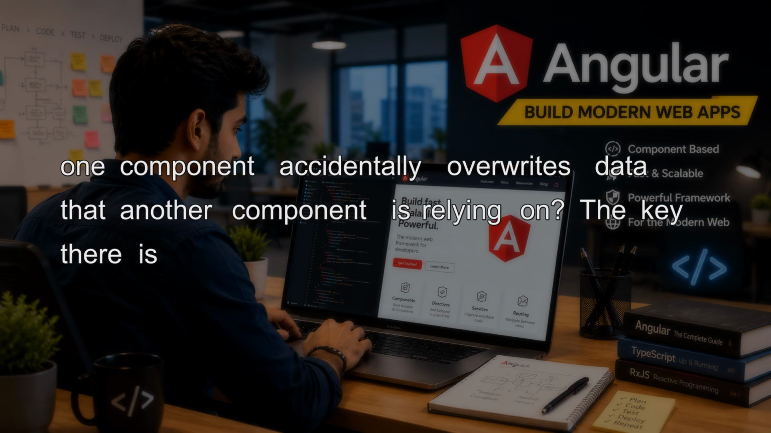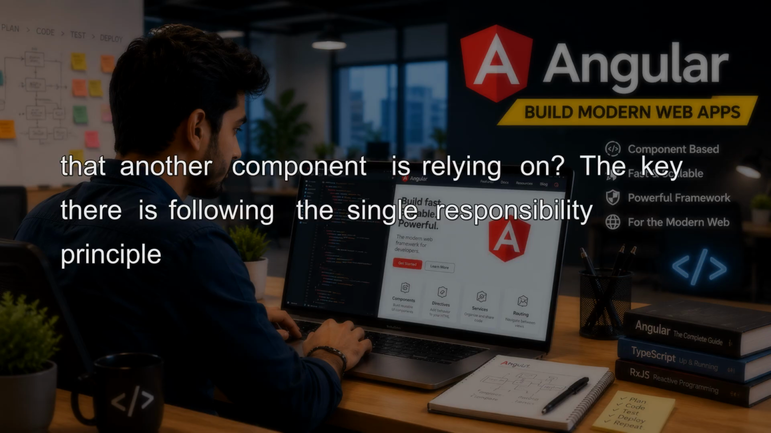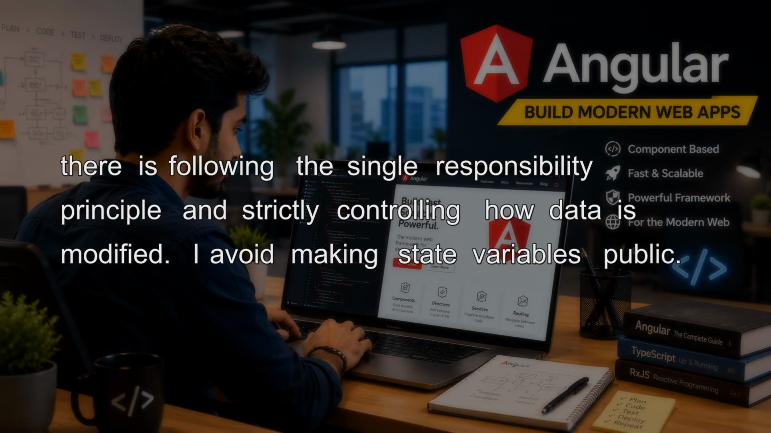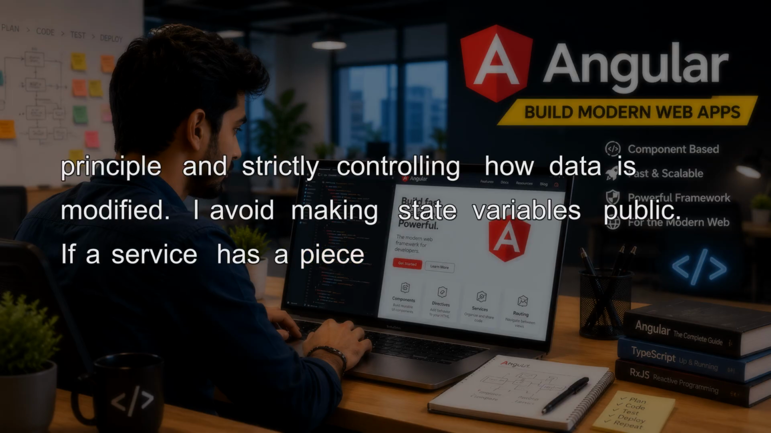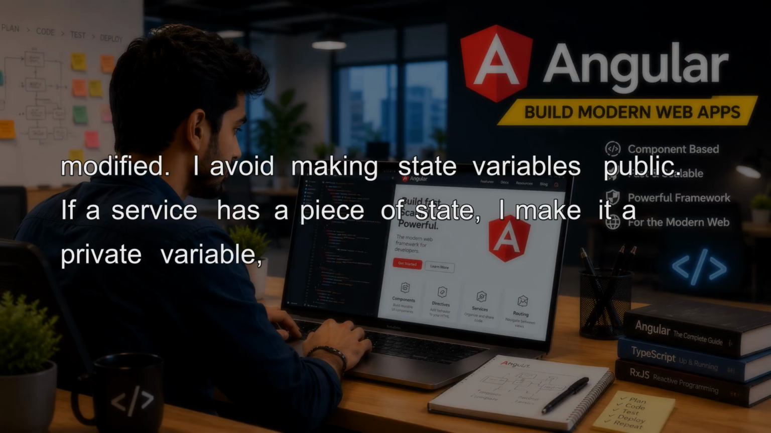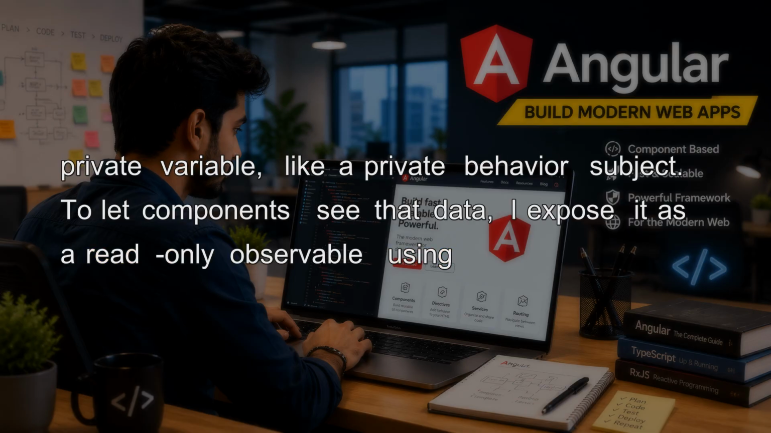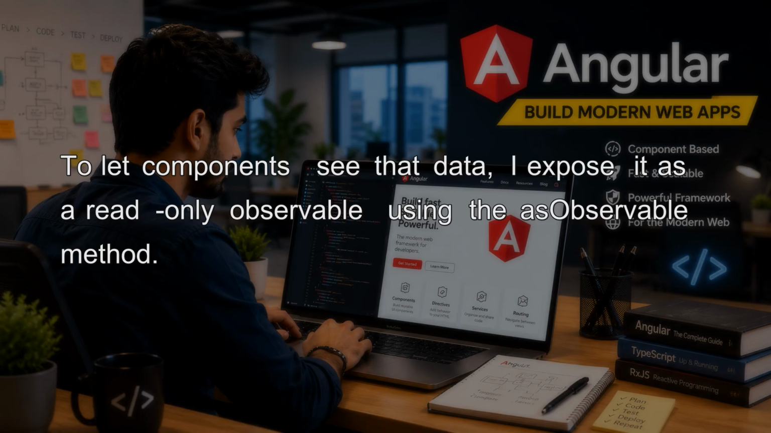The key there is following the single responsibility principle and strictly controlling how data is modified. I avoid making state variables public. If a service has a piece of state, I make it a private variable, like a private BehaviorSubject. To let components see that data, I expose it as a read-only observable using the asObservable method. This creates a one-way data flow.